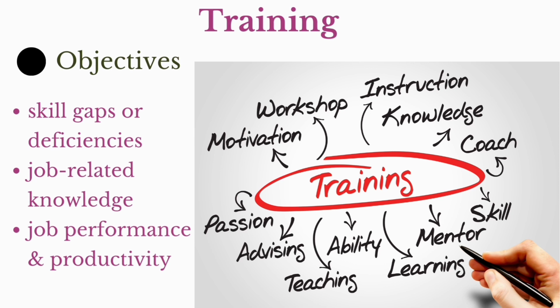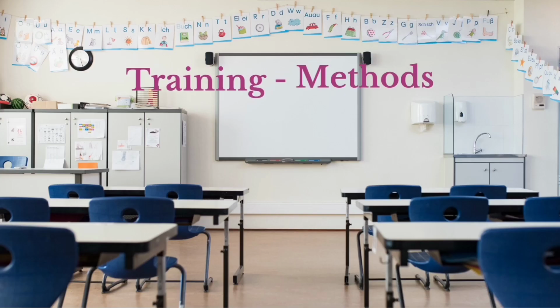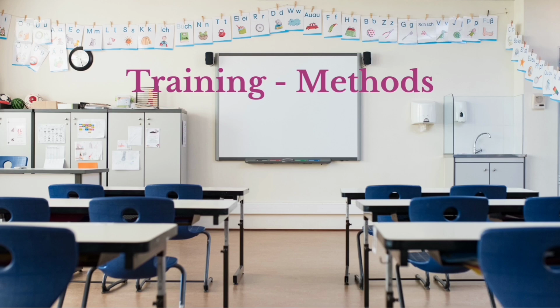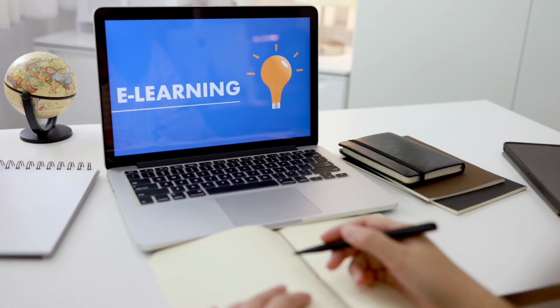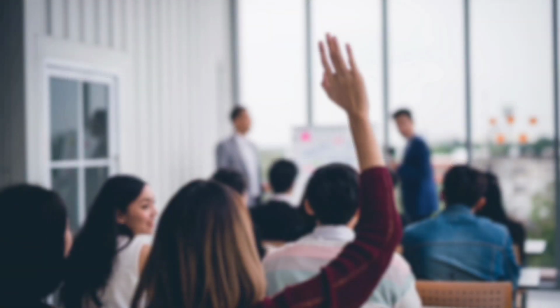So we can fill that with training. And the next objective could be to enhance job-related knowledge and competencies. Again, that was a skill. Here we are talking about knowledge and competency. And obviously, the third objective could be improving job performance and productivity. Productivity is ultimate. We can use different kinds of methods for the training, and that could be on-the-job training, classroom training, e-learning, workshops, seminars, mentoring.